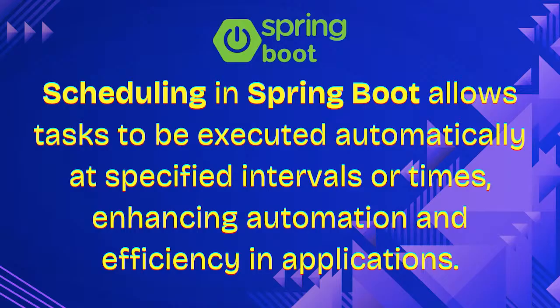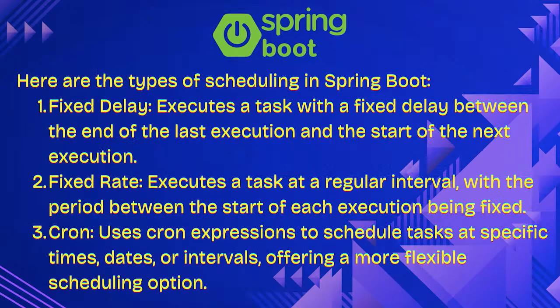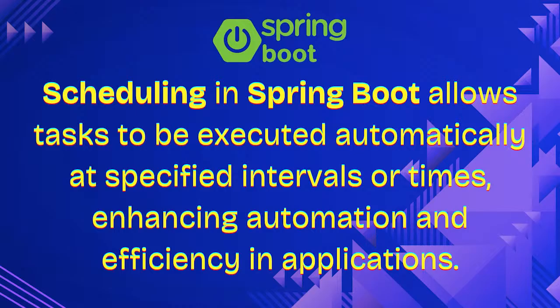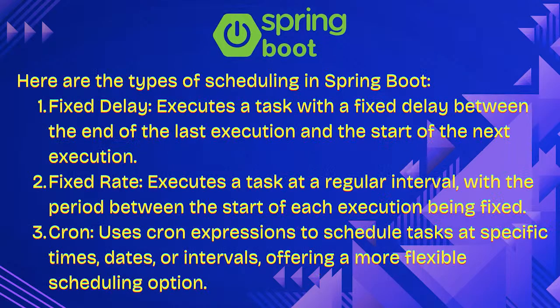Today we'll learn how to implement scheduled tasks in Spring Boot using three different scheduling methods: fixed rate, fixed delay, and cron expression. So if you don't know what scheduling is, it's basically a way for a specific task to run automatically at a fixed interval or at a specific time, like 6 p.m. in the morning, or once every day or once every month, etc.